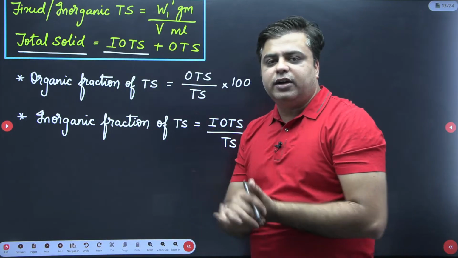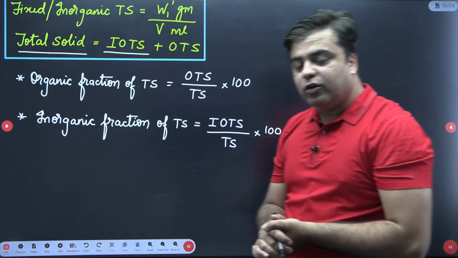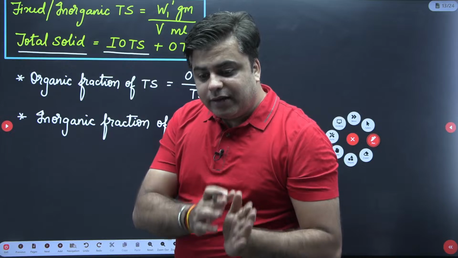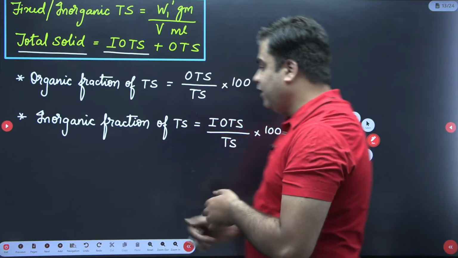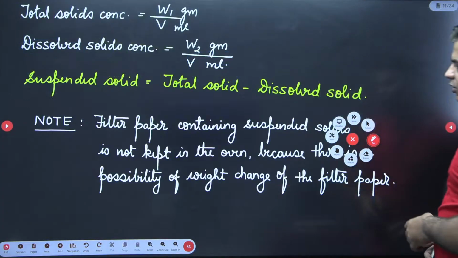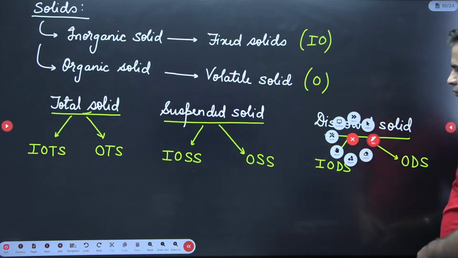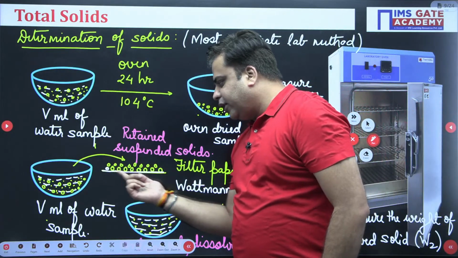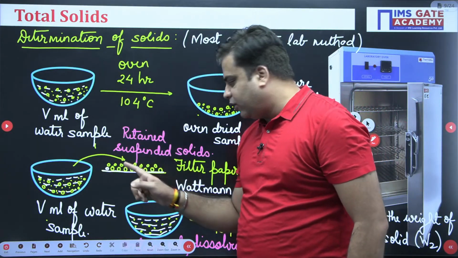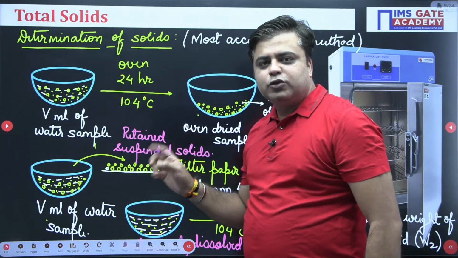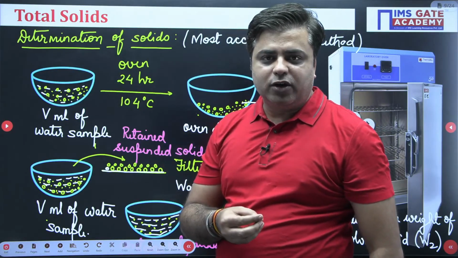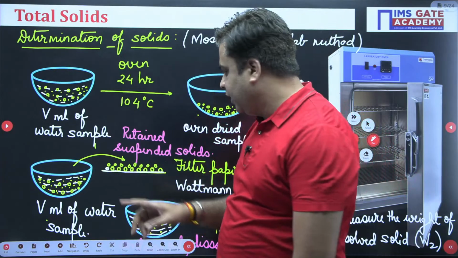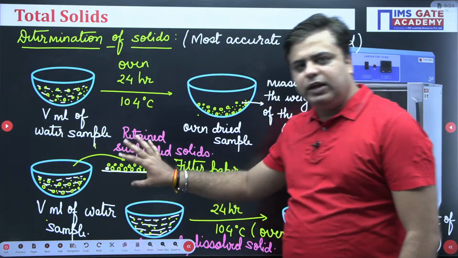Now coming to the other two, that is how to calculate the concentration of dissolved organic solids and dissolved inorganic solids, and organic suspended solids and inorganic suspended solids. Now see this. The story of this filter paper is over here itself. We are not using this filter paper in a muffle furnace, because at that high temperature the filter paper is going to burn and nothing will be left, right? So the story of this filter paper is over. You leave it here itself.